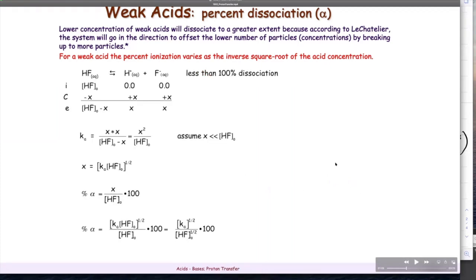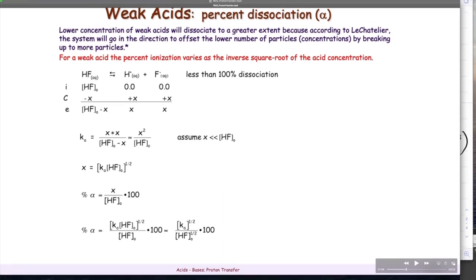So if you want an equation for the percent dissociation, remember that the percent dissociation is X right here divided by the initial right here. And so that's what we have. We solve for X right here, and we divide by the initial right here. And if you do the math, this is the equation you have.